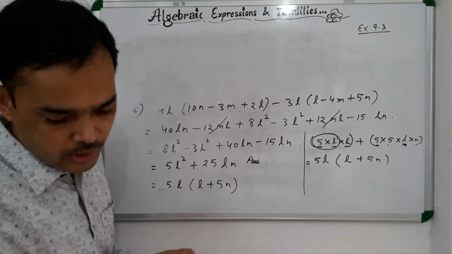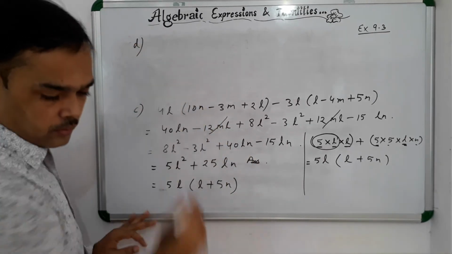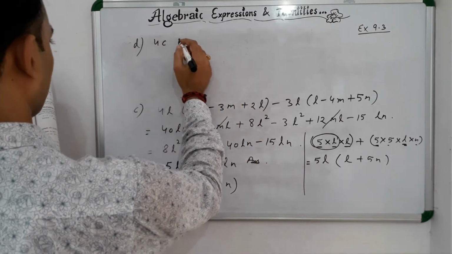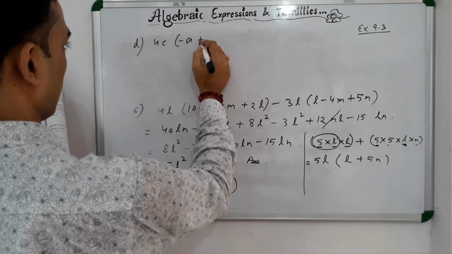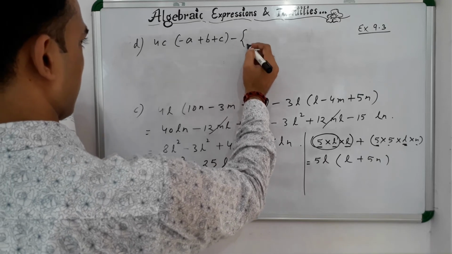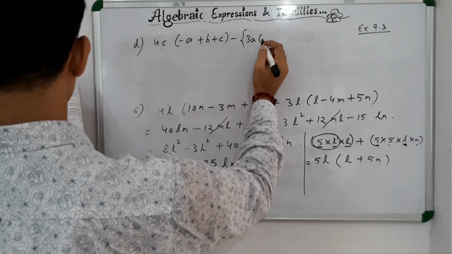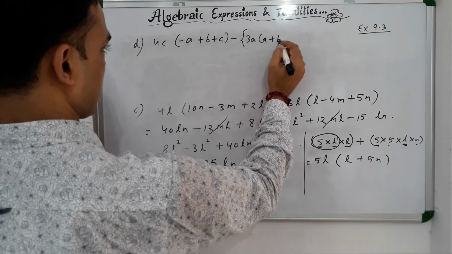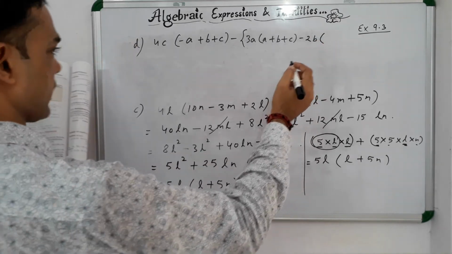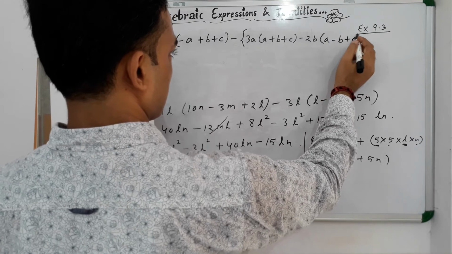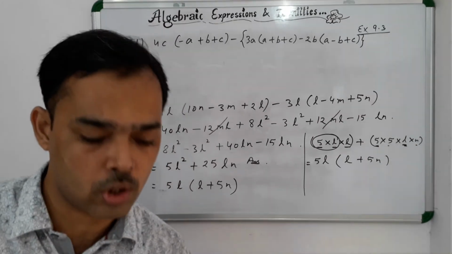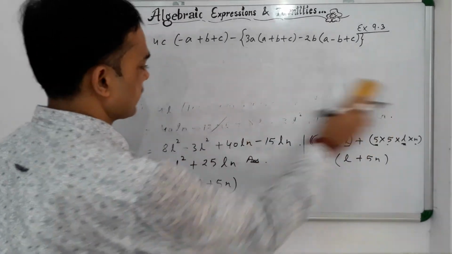In D part, what is mentioned is subtract 4C minus A plus B plus C from 3A in bracket A plus B plus C minus 2B in bracket A minus B plus C. Okay, this has to be subtracted. Now let us solve this and see what do we get.